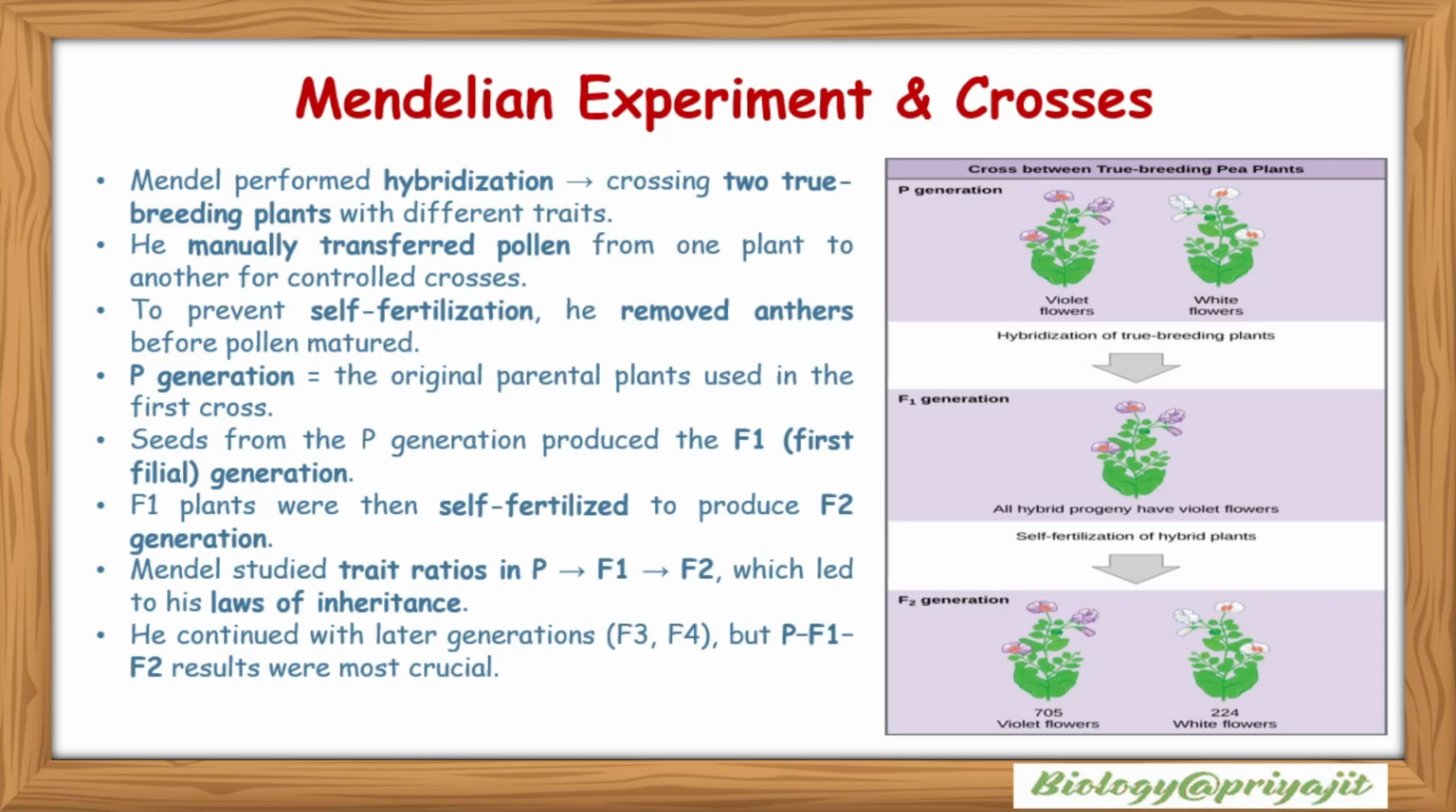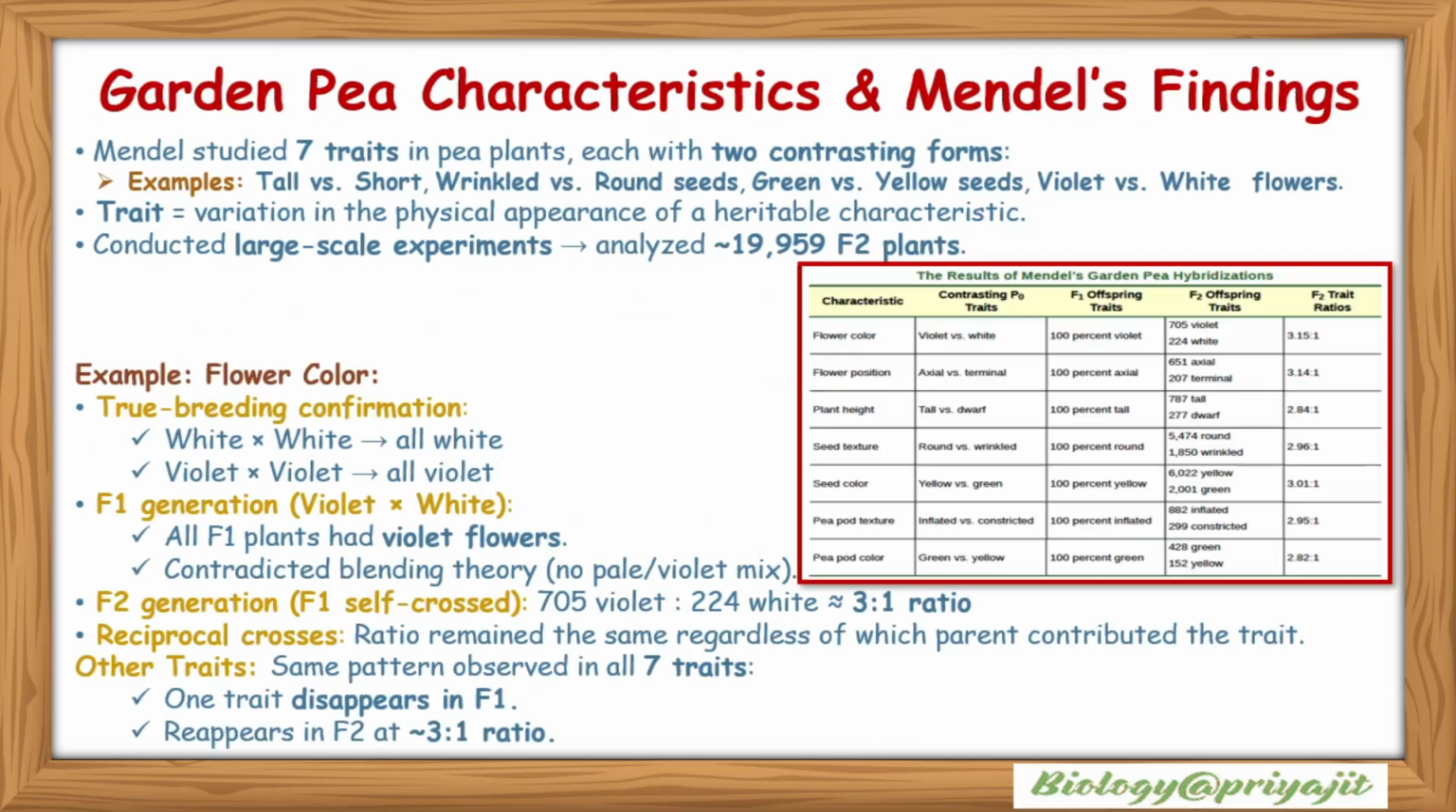The P generation is the original parental plants used in the first cross. Seeds from the P generation produce the F1, or first filial generation, and the F1 plants were then self-fertilized to produce the F2 generation. Mendel studied trait ratios from P to F1 and subsequently into F2, which led to his laws of inheritance. He continued with later generations F3, F4, but the P, F1 and F2 results were more crucial.